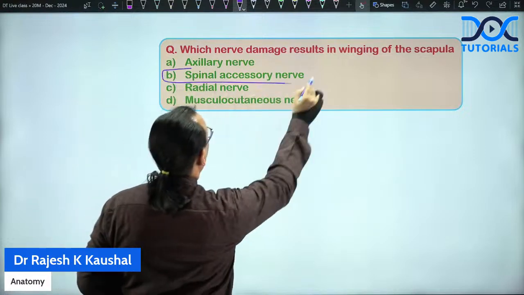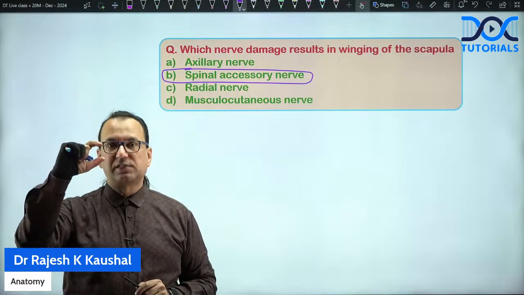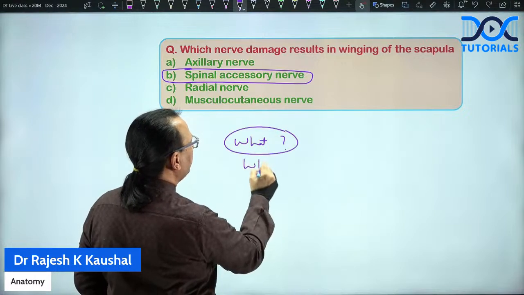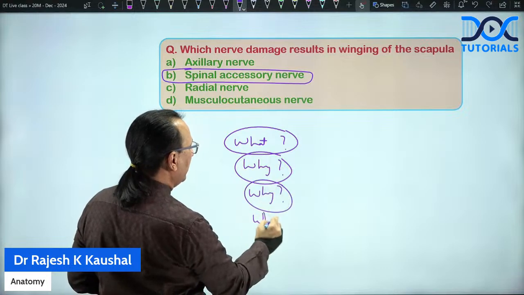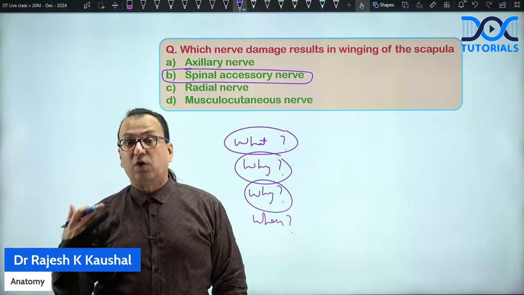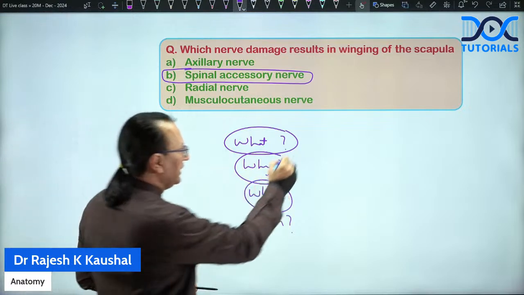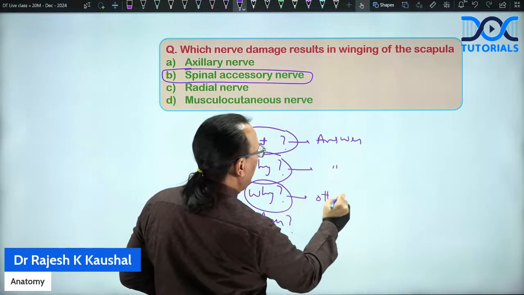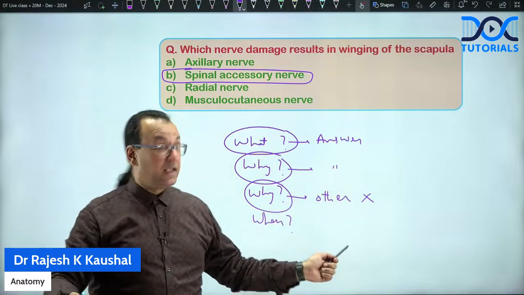So let us see. Whenever you attempt one MCQ, always ask, what is the answer? And then ask why that is the answer. And then ask why others are not the answer. And ask when they will become the answer. That is how you do MCQ. Each MCQ you have to ask yourself, what is the answer? Why is that the answer? Why are others not the answers? When will they become the answer? That is how you deal with it.